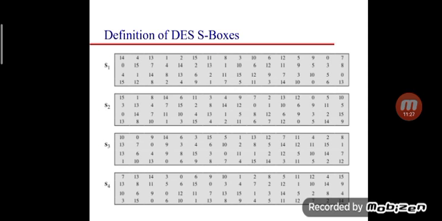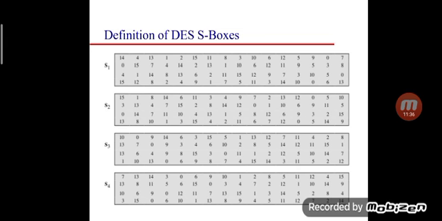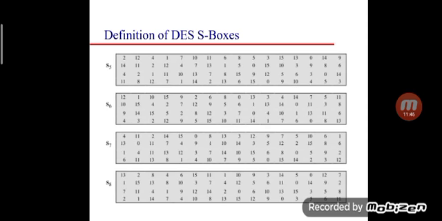As we mentioned, all the 8 boxes are different. So here we have tables for each S box. That is S1, S2, S3, S4, S5, S6, S7 and S8. Okay, so this is the representation of the S boxes. It consists of a total of 8 S boxes.